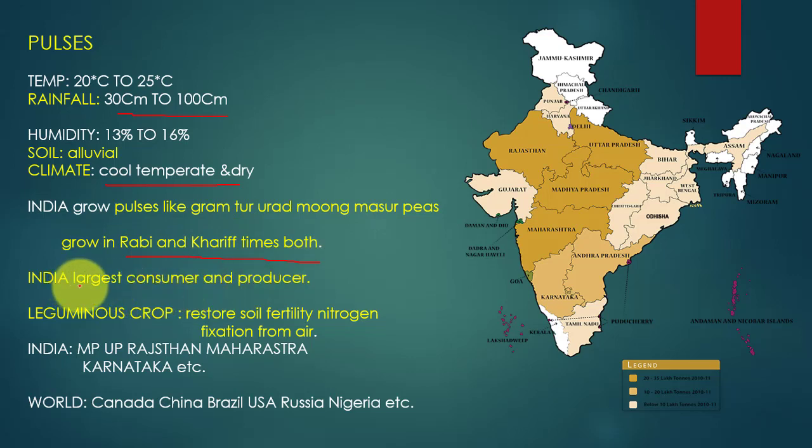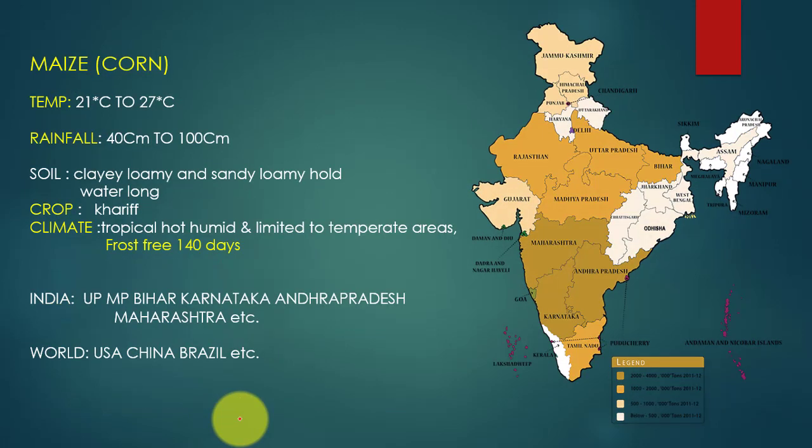Now, the important thing is that India is the largest consumer and producer of pulses. India produces the most, and consumes the most as well. It is a leguminous crop, because it restores soil fertility and does nitrogen fixation from air. In India, it grows in MP, UP, Rajasthan, Maharashtra, Karnataka. You can see here Rajasthan, Uttar Pradesh, Madhya Pradesh, Maharashtra, and then a few more like Karnataka and Andhra Pradesh where it is also grown. In the world: Canada, China, Brazil, USA, Russia, Nigeria.